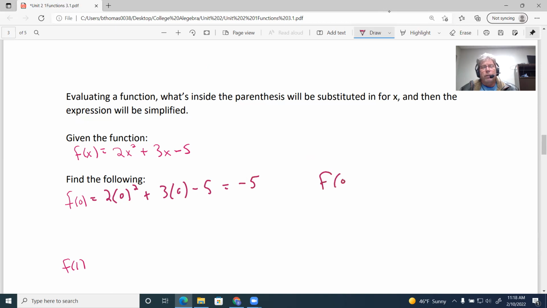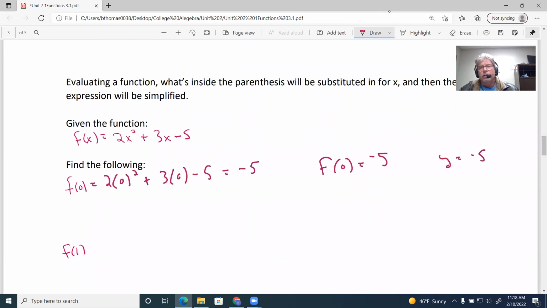So when you have f of 0, notice how 0 is the input value, but f of 0 represents the output value or the y value. So notice how, again, this represents what y is. So that's the same thing as y equals negative 5. So when x is 0, y is equal to negative 5. But instead of using this notation, you're going to start to see this more commonly used.